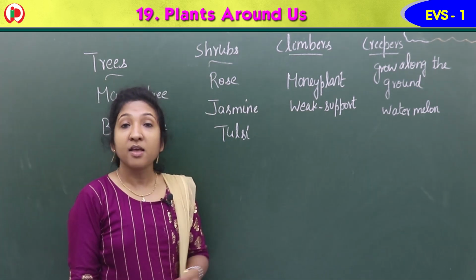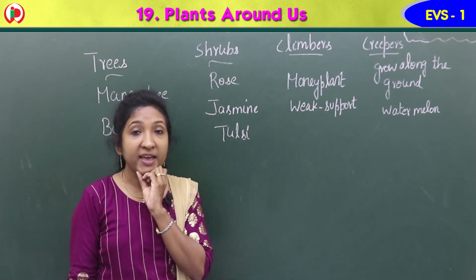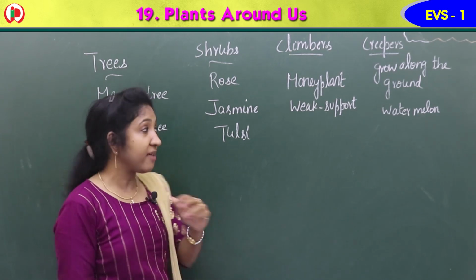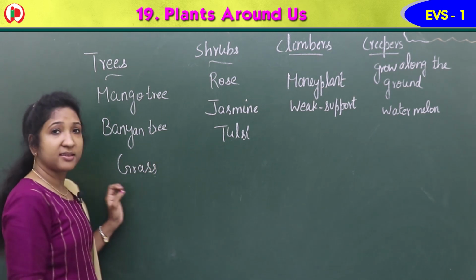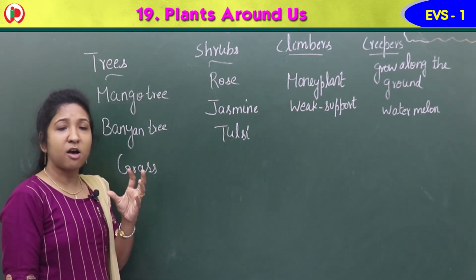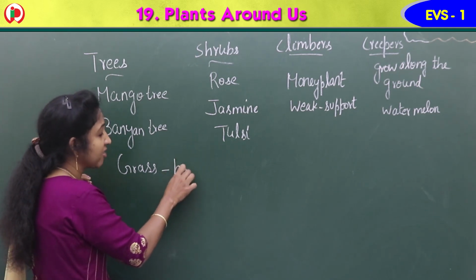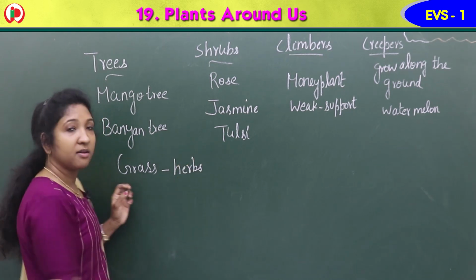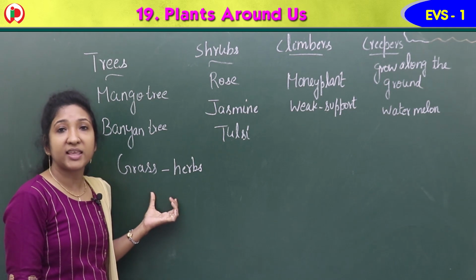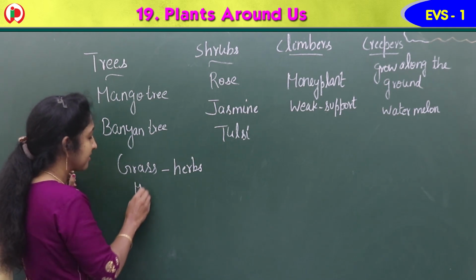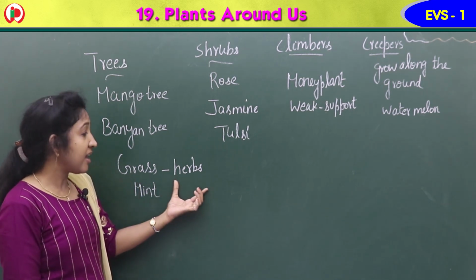Yes. Other than this, you know, there are very small plants. Example, I will say grass. You know grass? Very small plant, isn't it? Grass, very small plant, having soft stem. Actually, they are called herbs. H-E-R-B-S, herbs. They are very small plants having soft stem. Example, grass we can say. Mint, grass, mint. They are very small plants with soft stem we say. They are herbs.